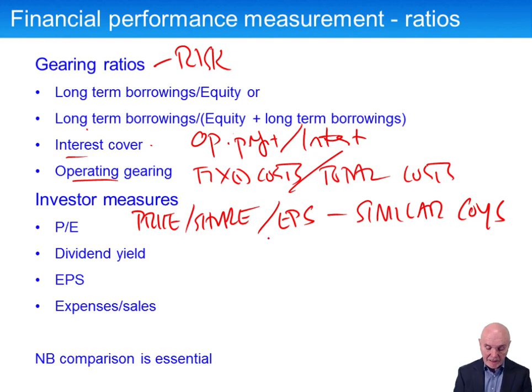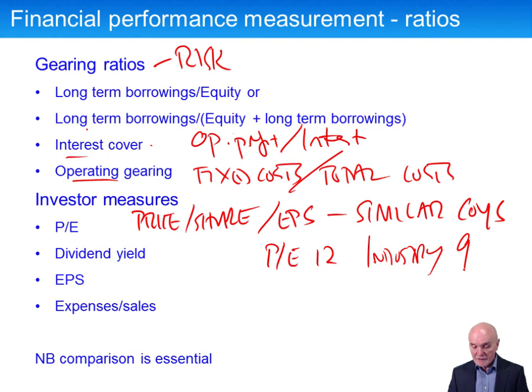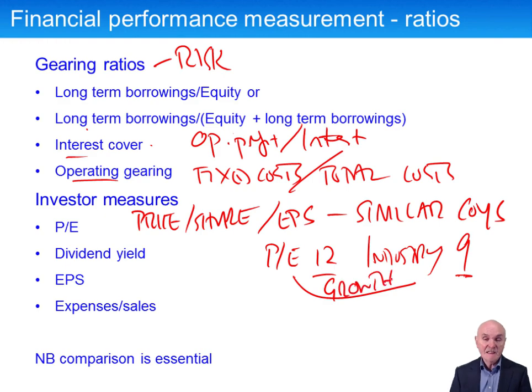But if our company had a PE ratio of, let's say, 12, and the industry had, say, a PE ratio of 9, we have to think, why are investors pricing our company quite highly? In the industry, the share price is 9 times the earnings, but for us, the price is 12 times the earnings, or 12 times the historical earnings. And this situation would mean that really some sort of growth is expected.